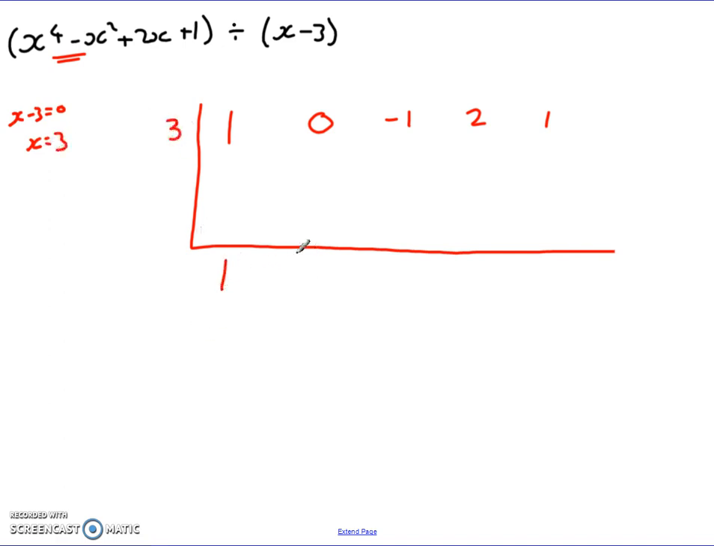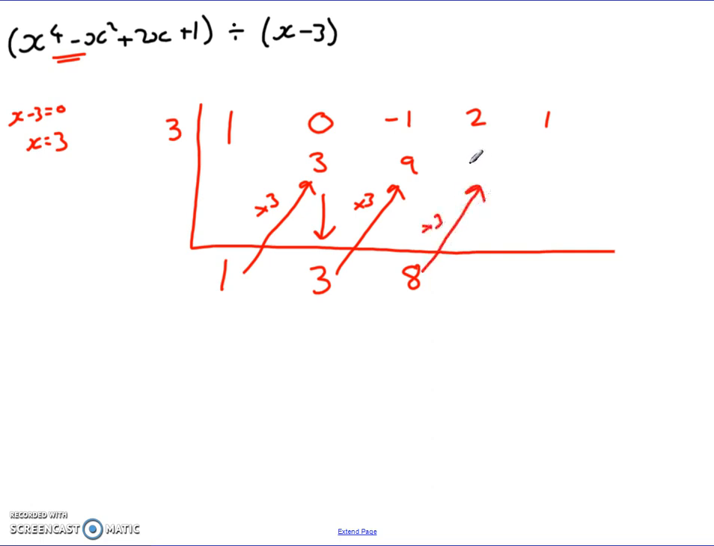And again, we just start as normal. First number down, I take it up this way and I times it by 3 and I get 3. Chimney sum down the way, 3 plus 0 is 3. Again, times it by 3 and I get 9. Negative 1 plus 9 gives me 8. Times it by 3 going up this way again. 3 8s are 24. Bring it down, 24 plus 2 gives me 26.